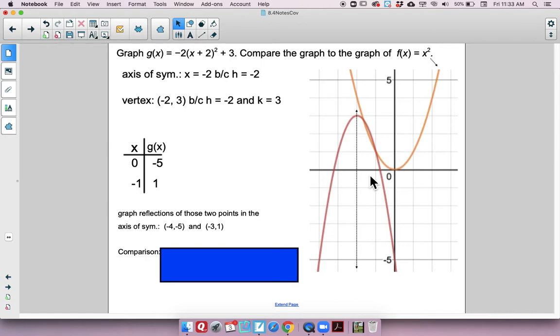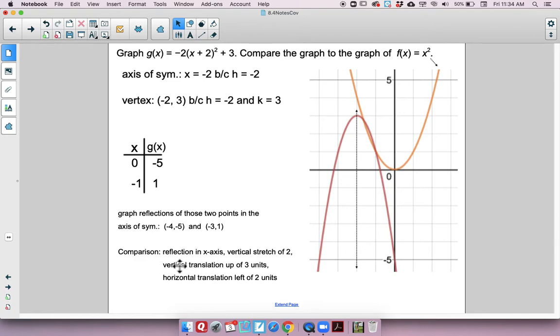So your graph would have looked like this. Again, the orange one is our parent function. Okay, so what's the comparison here? Well, it's a reflection in the x-axis, right? So we would have turned it over. We would have stretched it because a is less than -1, so it's going to be a vertical stretch. It's thinner. And then what? We translate it 2 units to the left and 3 units up. So really 4 different things that we could say. Reflection in the x-axis, vertical stretch by a factor of 2, vertical translation 3 units up, and a horizontal translation left of 2 units.